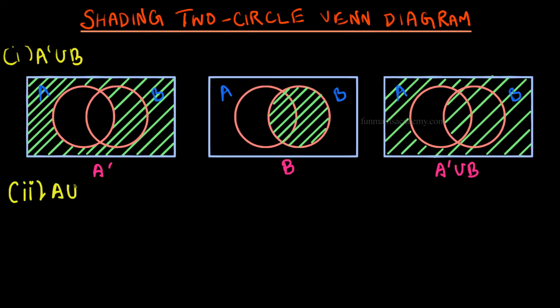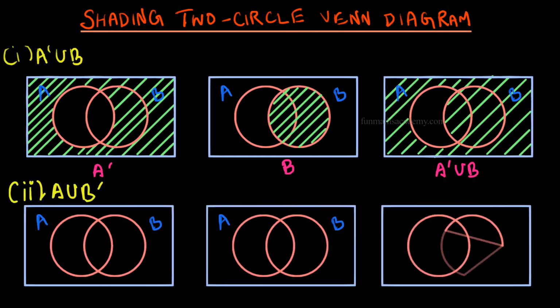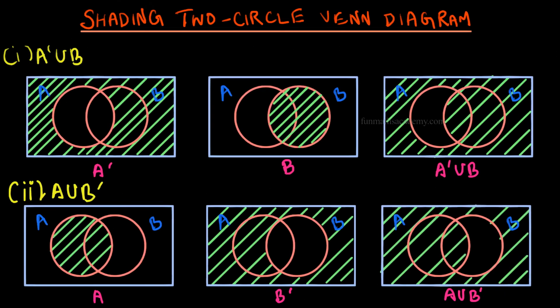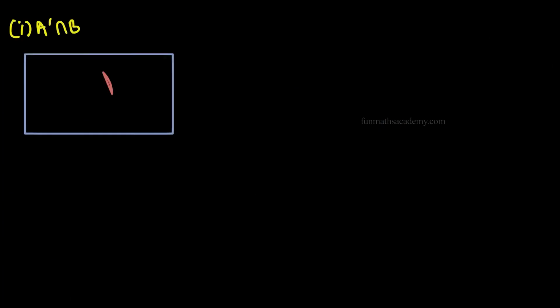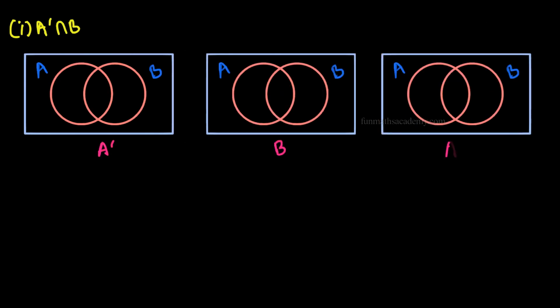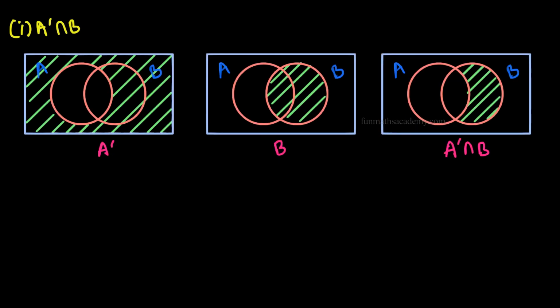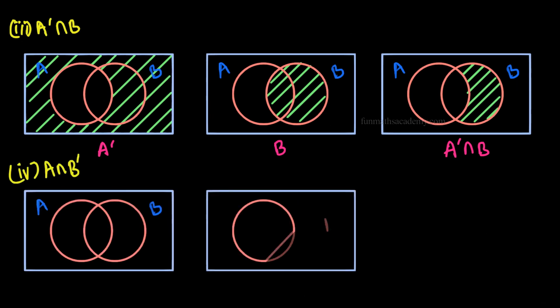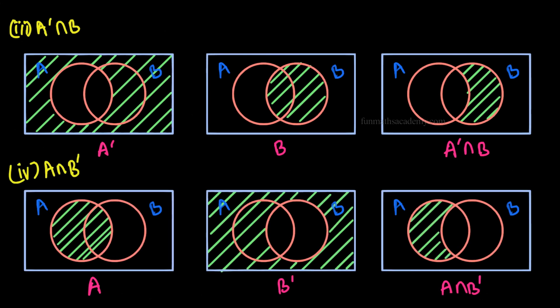Number 2. A union B complement. This will be shaded the same way as problem number 1. Number 3. A complement intersection B will be like this. First shade A complement, then shade B. Since the operator is intersection, the region common between these two steps will be A complement intersection B. Number 4. A intersection B complement. This will be shaded the same way as problem number 3.